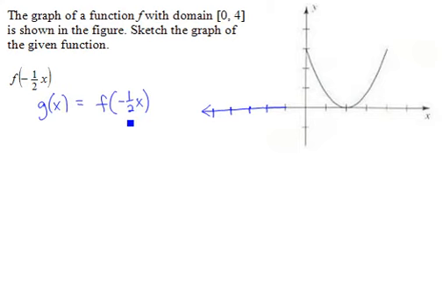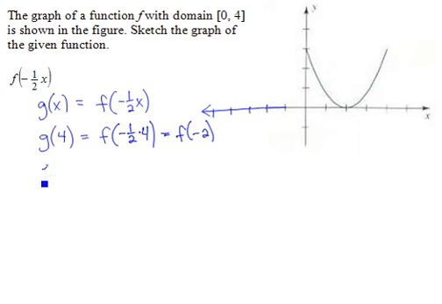To see that, we can always plug in a couple of points and get a sense of how things are changing. Let's try to work out the value of g of 4. Notice, though, if we try this, we're going to have to do f of negative 1/2 times 4. That's f of negative 2. And f has a domain that only ranges from 0 to 4, so we have no way to evaluate f at negative 2. You can see if we count to negative 2, there's no function f plotted there. So we actually cannot evaluate g of 4. 4 is not in the domain of g.